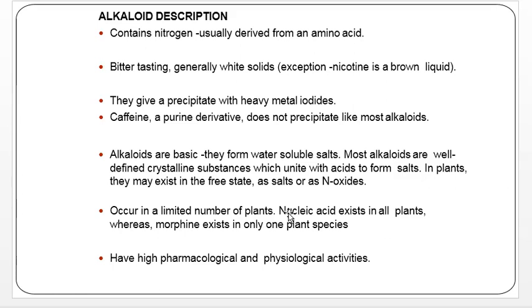Alkaloids are basic. They form water-soluble salts. Most alkaloids are well-defined crystalline substances which unite with acids to form salts. In plants, they may exist in the free state, as salts, or as nitrogen oxides. They occur in a limited number of plants. Nucleic acid exists in all plants, whereas morphine exists in only one plant species. They have high pharmacological and physiological activities.